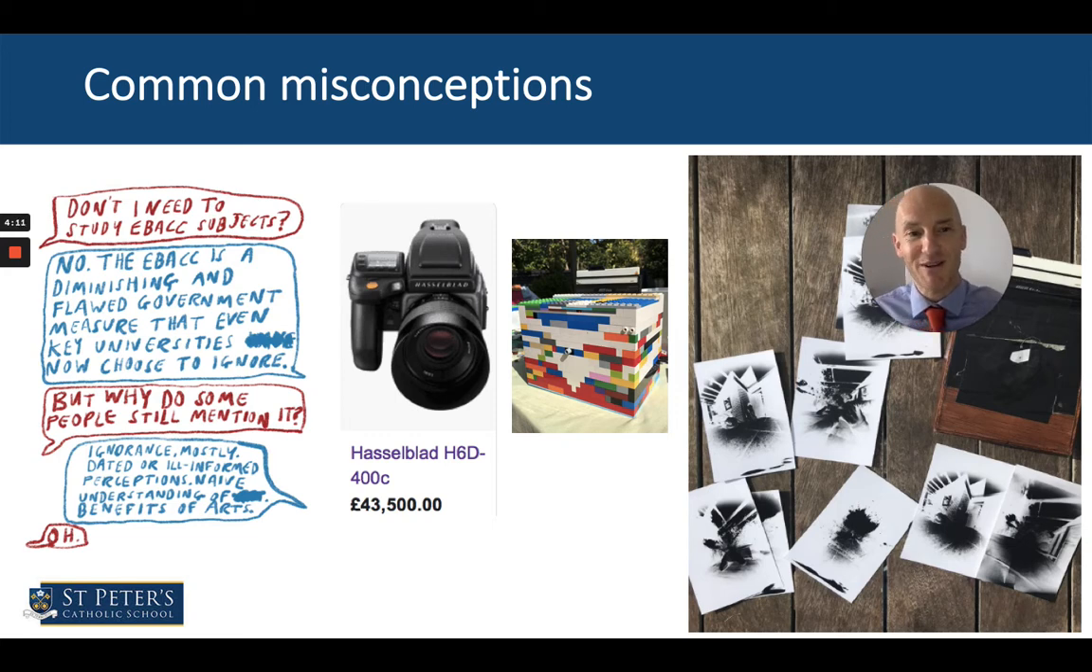Lots of students ask about cameras and do I need an expensive camera? And you definitely don't. You don't want one of those Hasselblads, that's for sure. But next to that's an example of a camera I made out of my son's Lego. And there's another example here of a pinhole camera made out of an old wooden box. So we experiment with all types of photography.